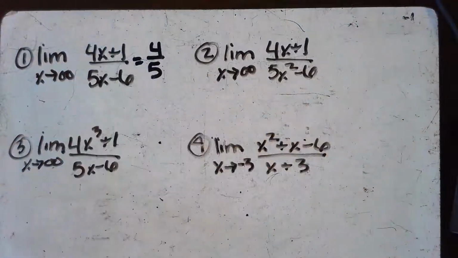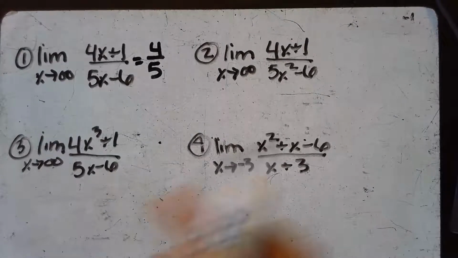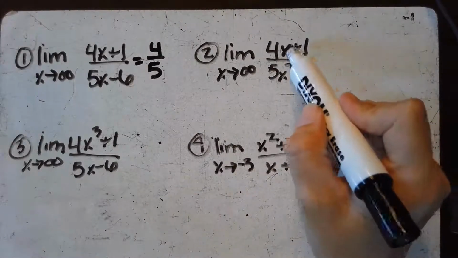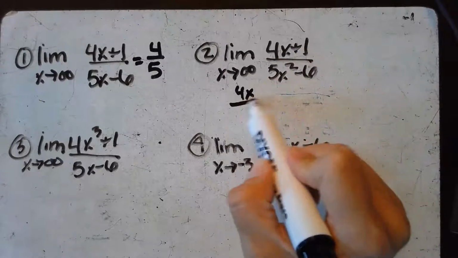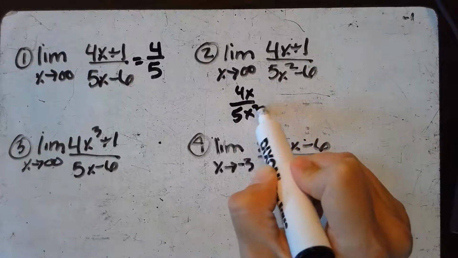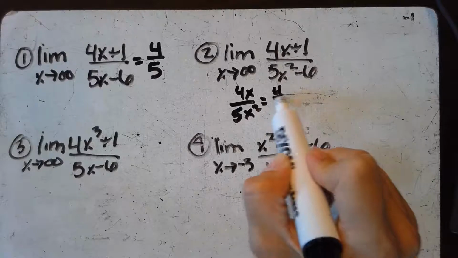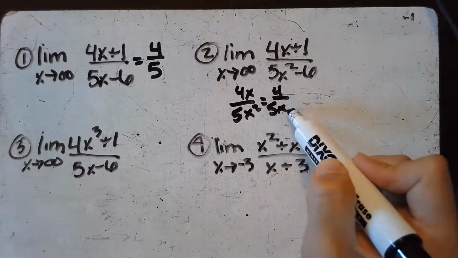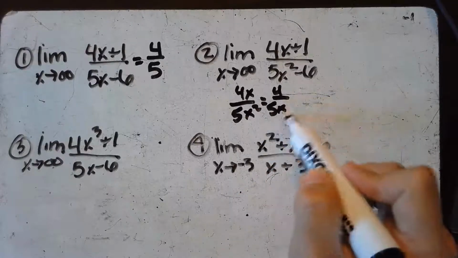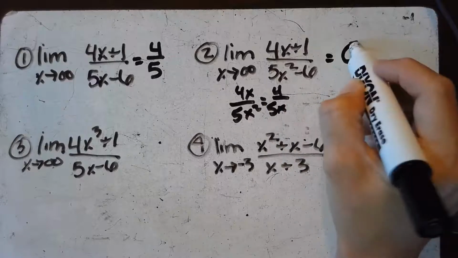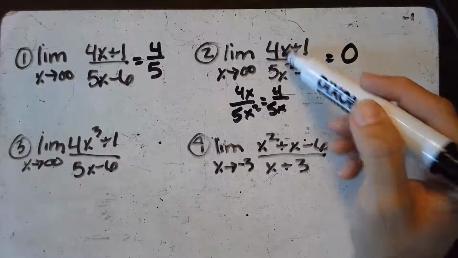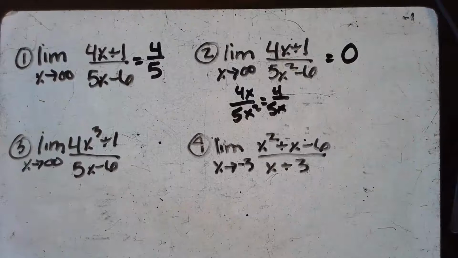Or if you just think about the horizontal asymptote. For this one, if we look at what's carrying, we have 4x over 5x squared, which would be 4 over 5x. As x goes to infinity, the denominator gets really, really large, so eventually this goes to 0. Or think about it: the horizontal asymptote is 0 here.